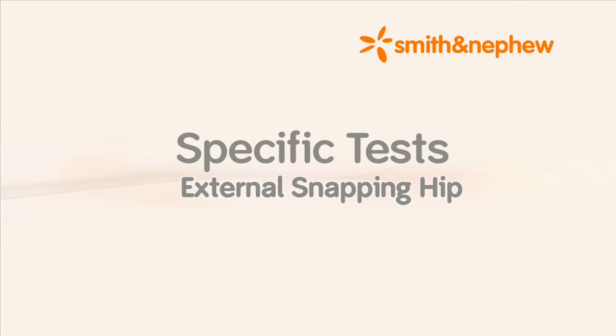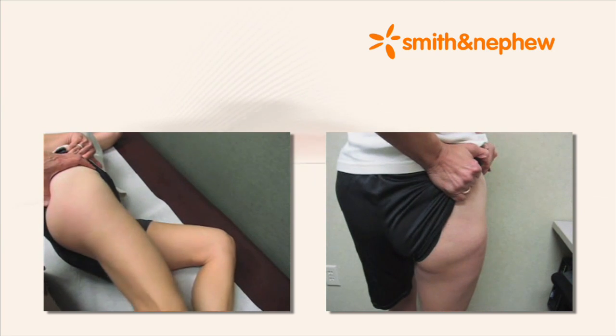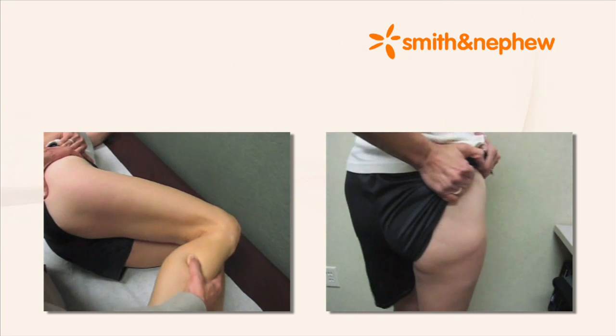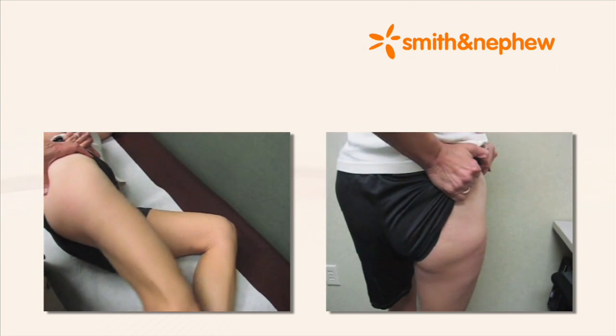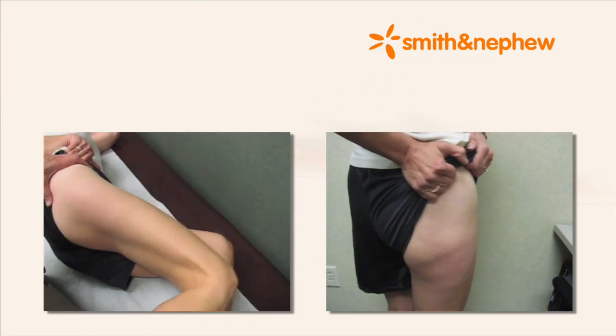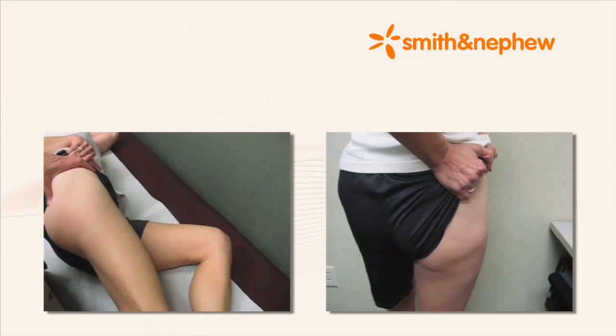Snapping secondary to external or iliotibial band snapping can be reproduced in the lateral position with the affected hip up. With the hip in slight adduction and the knee in flexion, flexion and extension of the hip can reproduce the snapping. Alternatively, patients are often able to recreate the snapping on their own while standing and internally and externally rotating their hip.